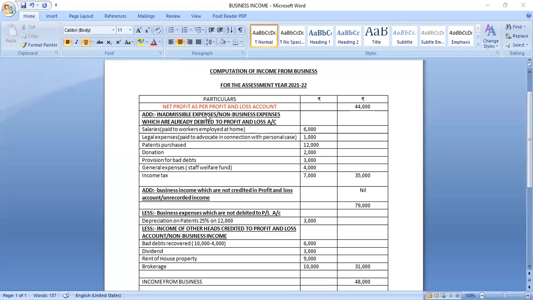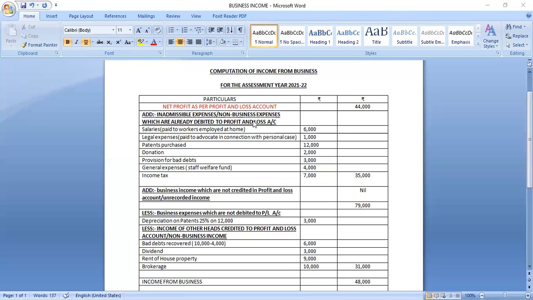inadmissible expenses or non-business expenses which are already debited to the P&L account. So you have to see the expenses side of the P&L account along with other information. You see what are those expenses that are not related to business, called non-business expenses, which are debited to the P&L account. Or we can say those expenses are inadmissible expenses or non-business expenses.